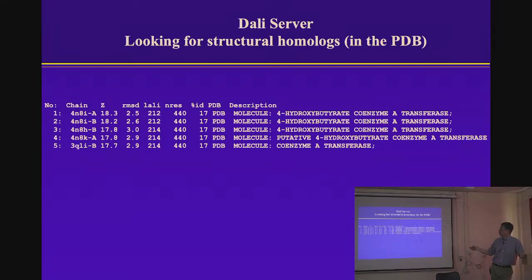And then it also gives you the sequence identity between your structure and this homolog in the PDB. Only about 17%. Very low sequence conservation, but fairly good structural conservation. So that's why 3D homolog searches are actually more powerful than finding sequence homologs. So that's why we use this quite a bit.